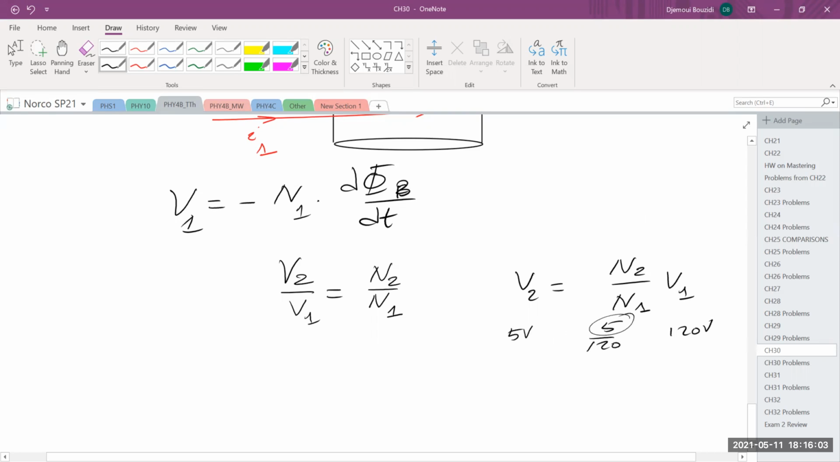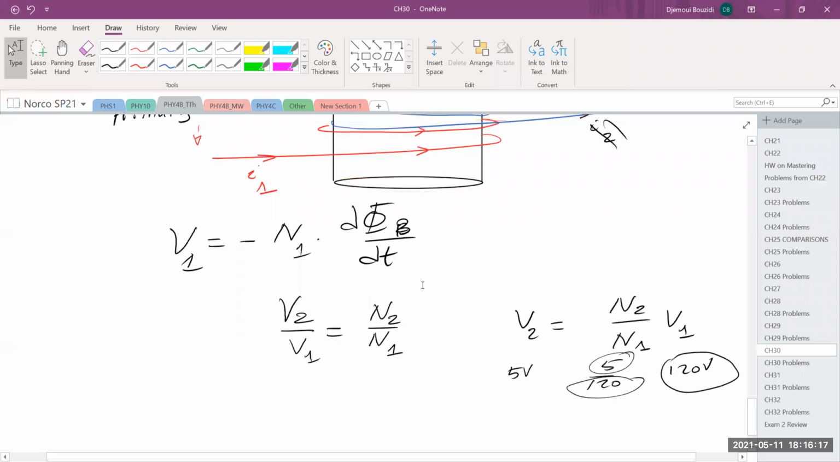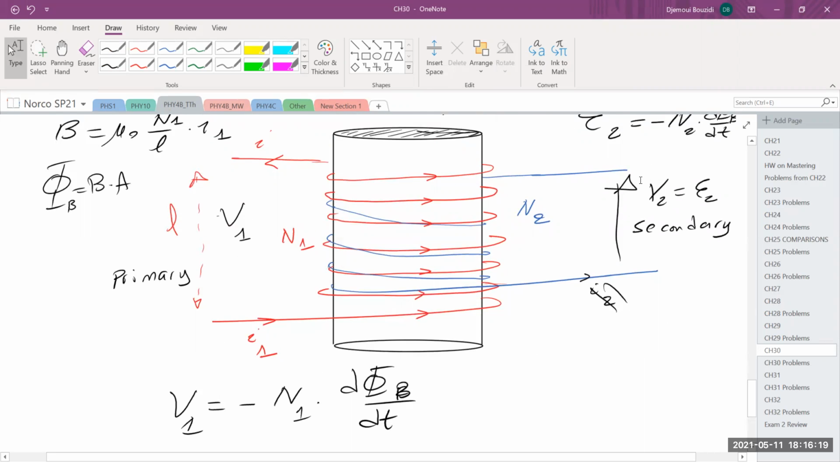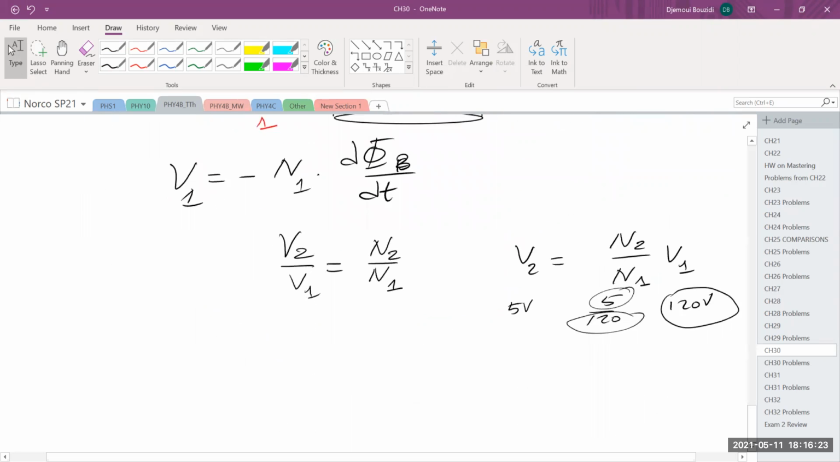So this is the number of turns in the secondary. This is the number of turns in the primary. So the primary needs to have more turns in it than the secondary. Then I have dropped the voltage from 120 volts, the one sitting across this edge, down to 5 volts, what my cell phone requires.